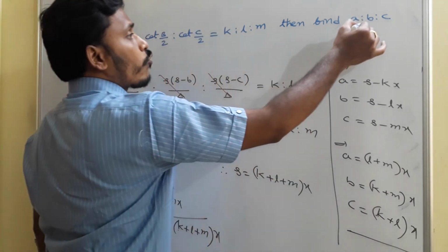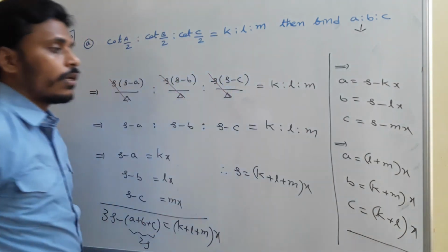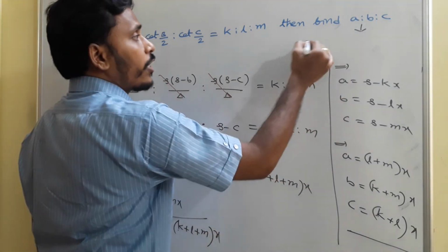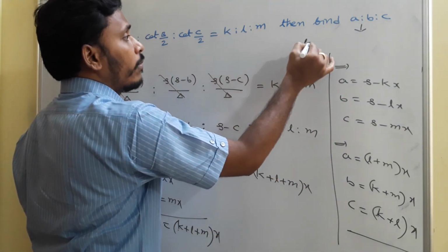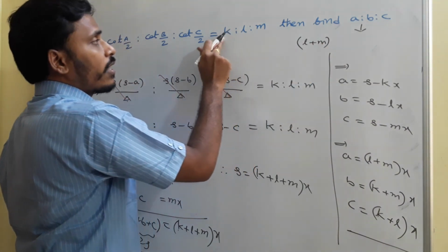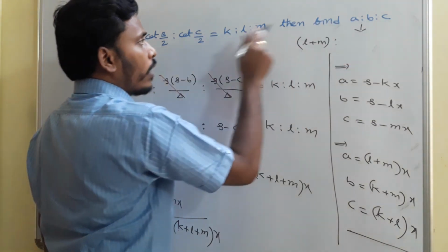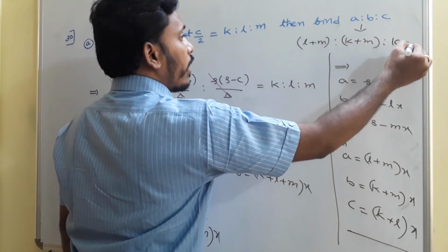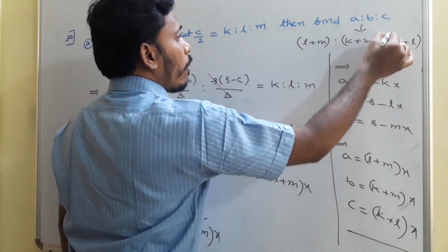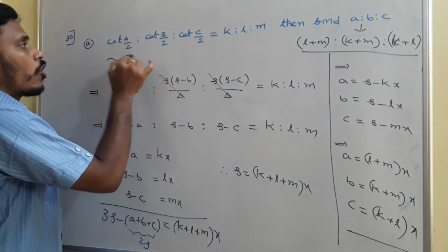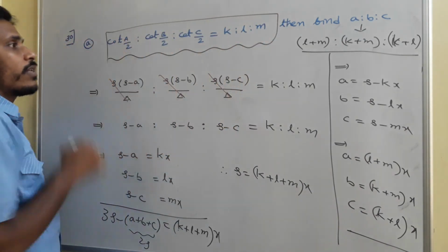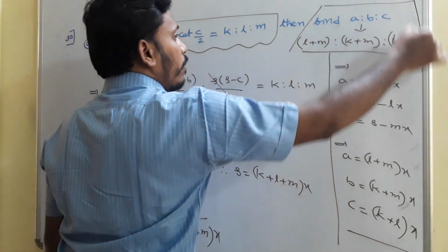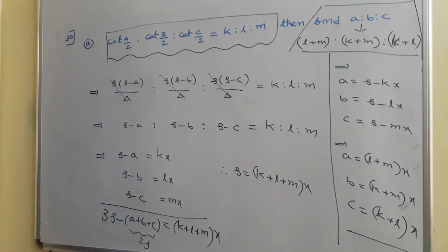Since they are asking us to find the ratio between A, B, C, simply cancel out that X. The ratio is: K is neglected, so A is L plus M; L is neglected, so B is K plus M; and C is K plus L. So there is no need to do the complete problem each and every time. If the ratio between cot A by 2, cot B by 2, cot C by 2 is given as K:L:M, then you may guess the ratio between A, B, C as L plus M is to K plus M is to K plus L. Just have a look.